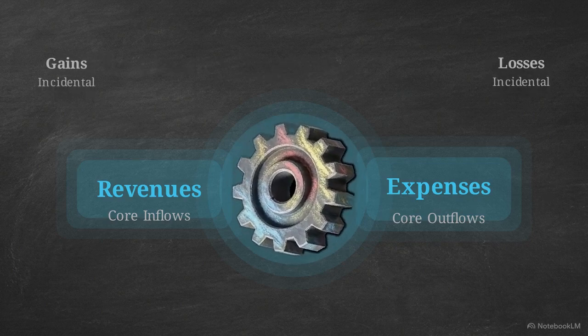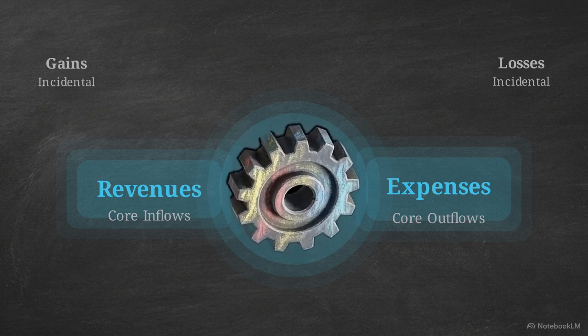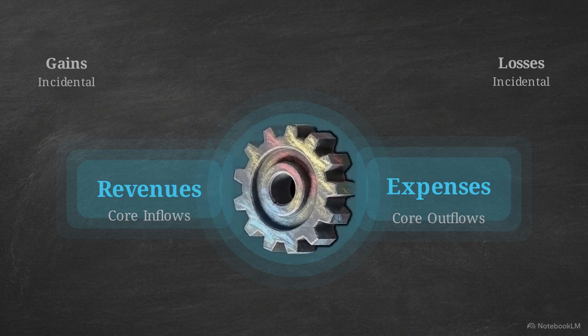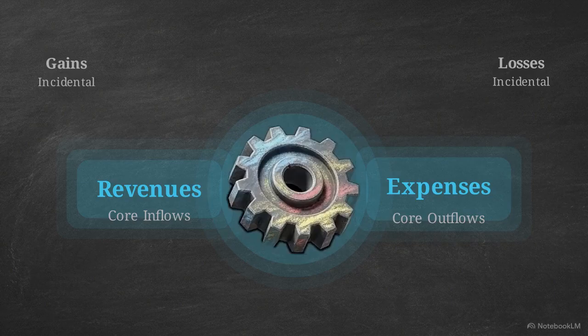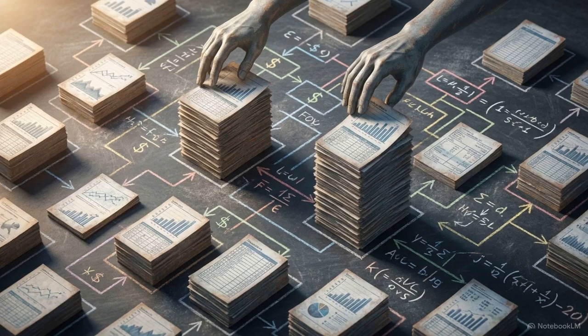Gains and losses are pushed to the periphery. These track equity changes from activities outside the core business, like selling factory equipment. They are real economic events, but incidental to the main objective. Analysts rely on the multiple-step income statement format to physically sort these operational variables from the incidental ones.